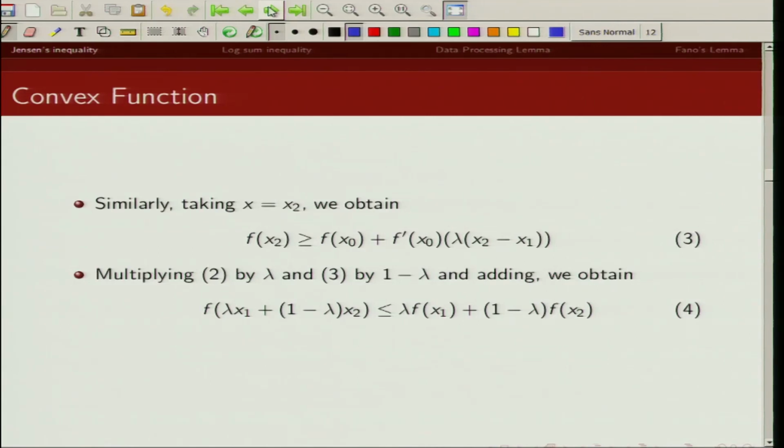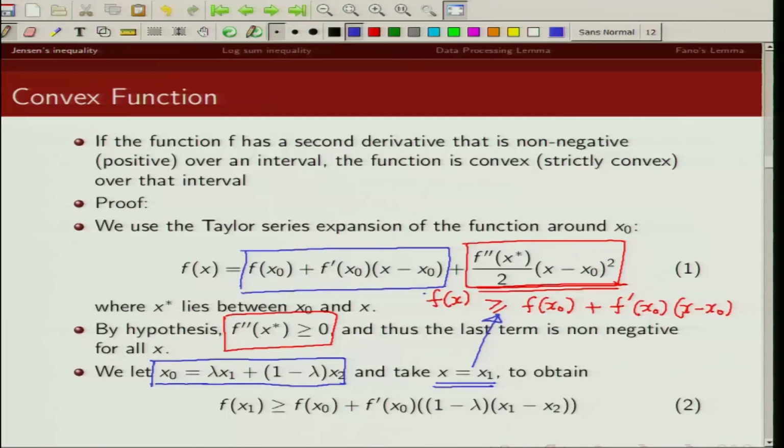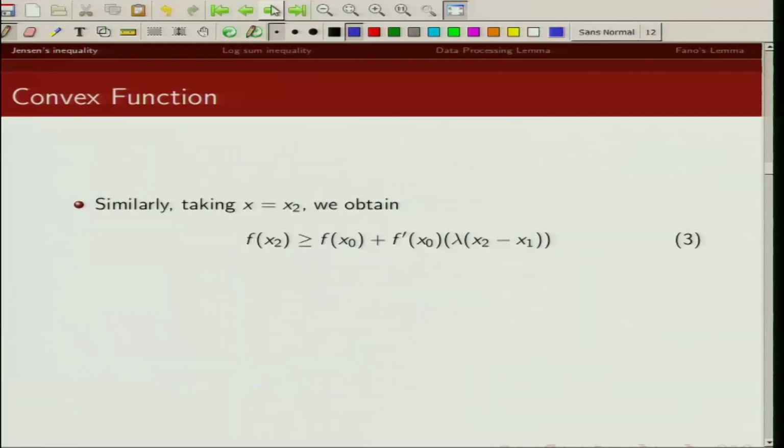Next I put x equal to x2. So I will put x equal to x2 in this equation. So if I similarly put x equal to x2, what I get is f of x2 is greater than or equal to f of x naught plus first derivative of f evaluated at x naught times lambda times (x2 minus x1), where x naught is again lambda times x1 plus 1 minus lambda times x2.